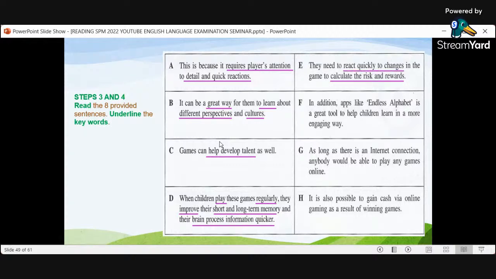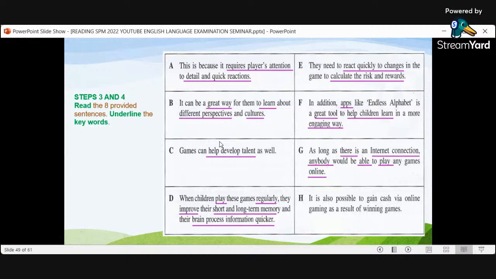React quickly to changes in the game to calculate the risk and rewards. In addition, see there are words like linkers. In addition, apps like Endless Alphabet is a great tool to help children learn in a more engaging way.